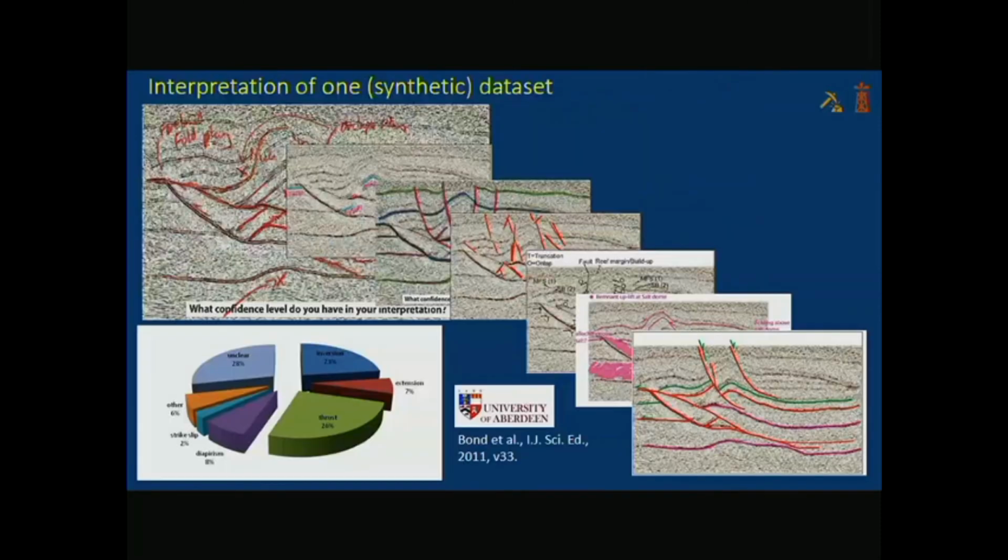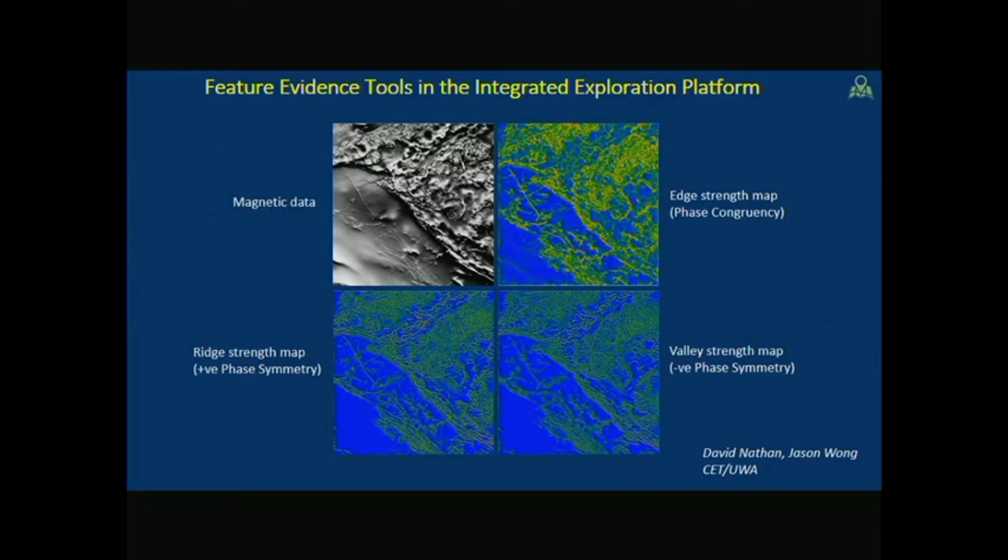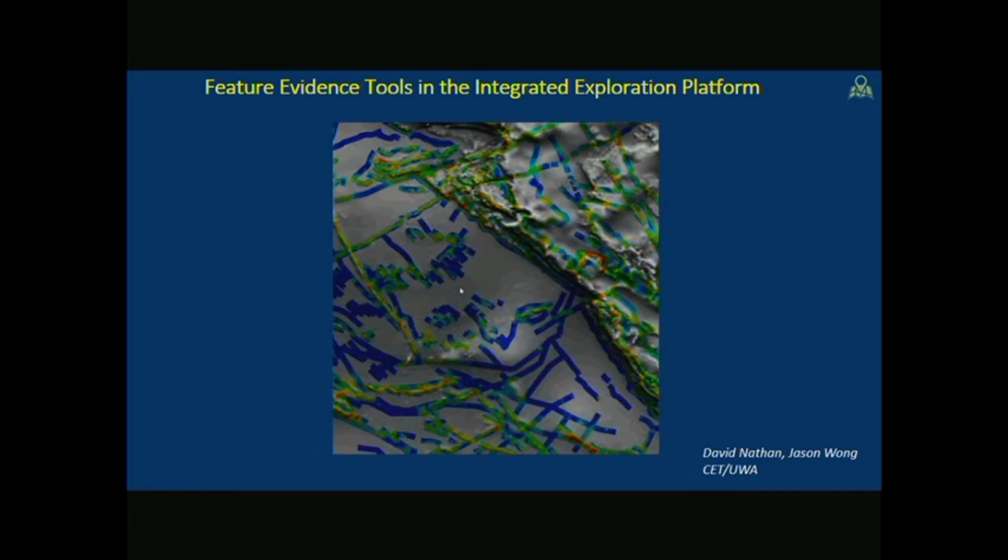What are we going to do about this? Well, what we can do is we can try and quantify the quality of the signal where it's been interpreted. And this is the work by David Nathan and Jason Wong from CT. And so this is magnetic data, and they've extracted various different signals from it in terms of the local texture of the signal, where the strength of the ridges are, the strength of the valleys, the strength of the edges, and use that to quantify the quality of the signal for different interpretations.